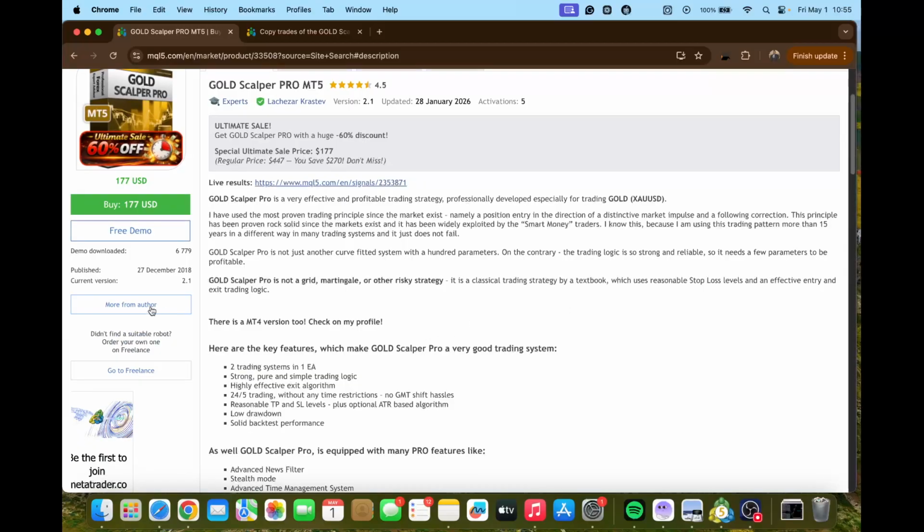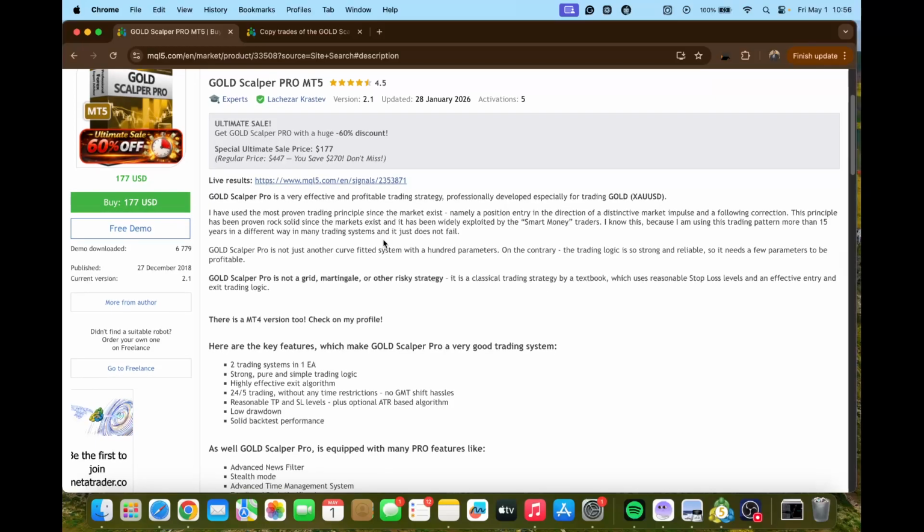According to the product page, as we can see, this Expert Advisor goes for $177 and it uses a simple but powerful logic. It waits for distinctive market impulse and then enters in that direction on the following correction, and the developer calls this a rock solid principle that smart money traders have used forever. It's not another curve-fitted robot with 100 parameters. Instead, it runs on a strong, reliable trading logic that only needs a few settings to work.